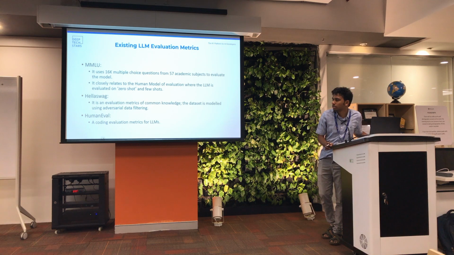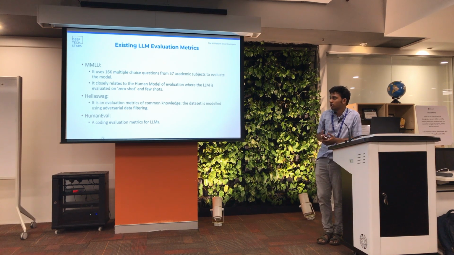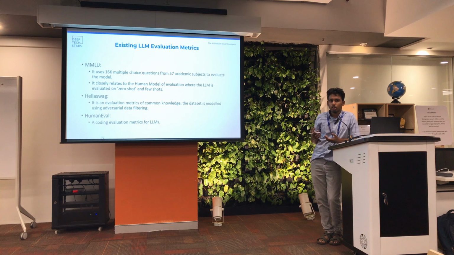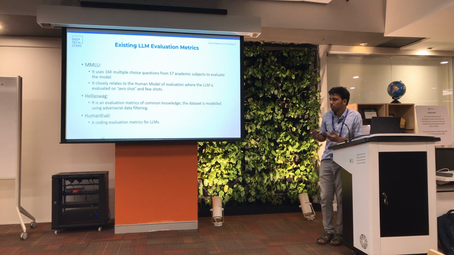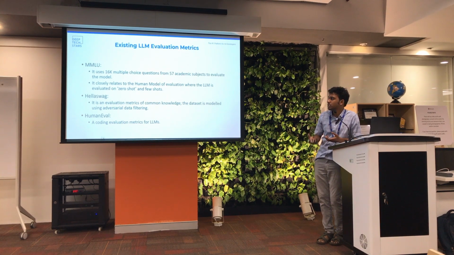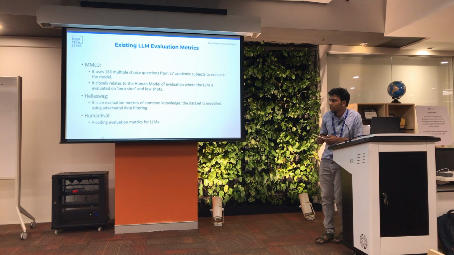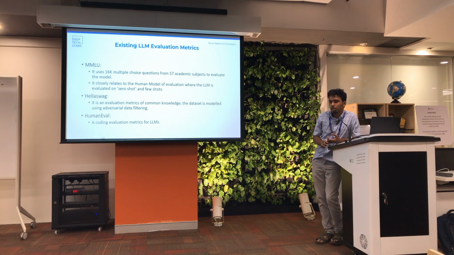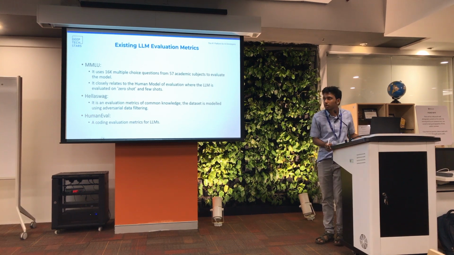And the next thing we have is HellaSwag. It is more on how the model knows about common knowledge. The MMLU was mostly based on how much knowledge it has and knowledge about different things. HellaSwag more correlates to its general understanding and the way it can respond. And then there is HumanEval, which is more focused on coding evaluations. So if you are developing an AI assistant to code like Copilot, you might want to use HumanEval.